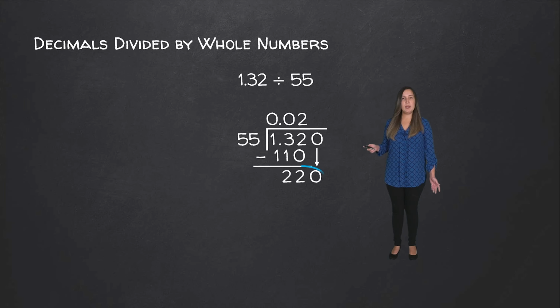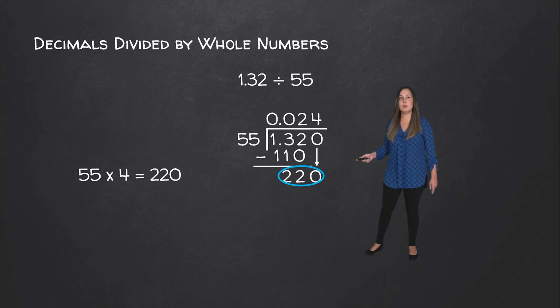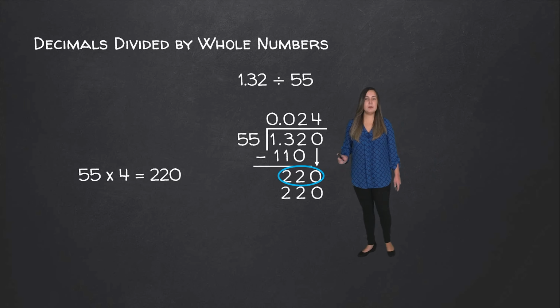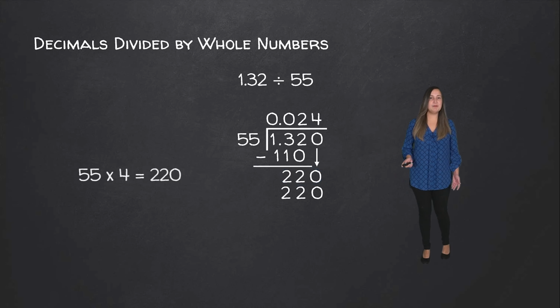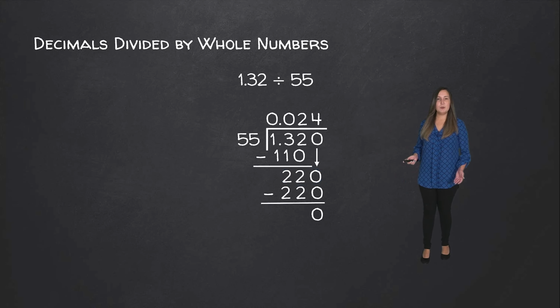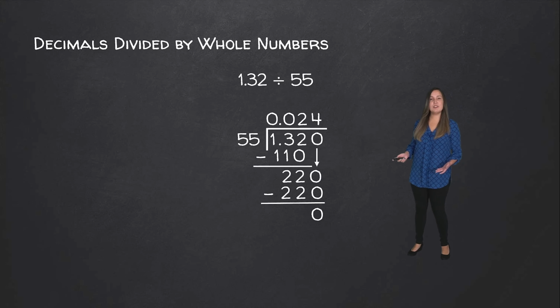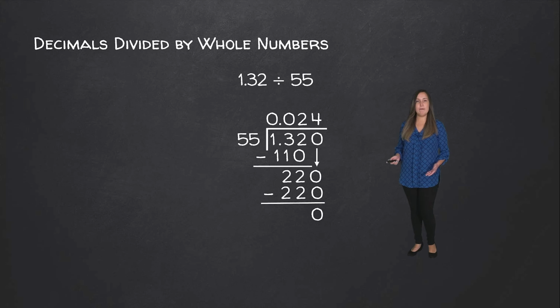So then we ask ourselves, how many times does 55 go into 220? And that would be 4 times. And that's because 55 times 4 is equal to 220. So then we take 220 and subtract it by 220. And we get 0. There's no remainder. So we know that 1 and 3200ths divided by 55 is equal to 24 thousandths. And that's it for decimals divided by whole numbers.